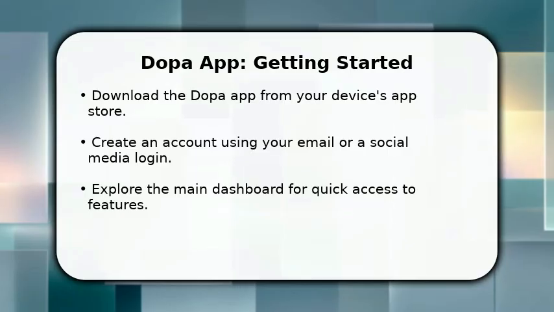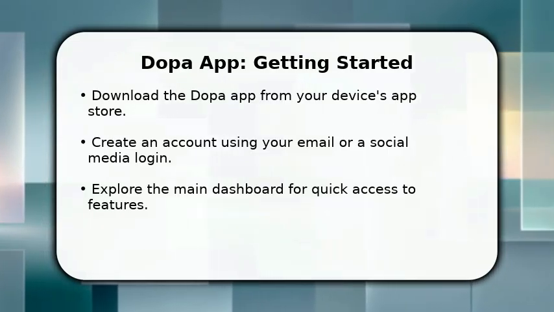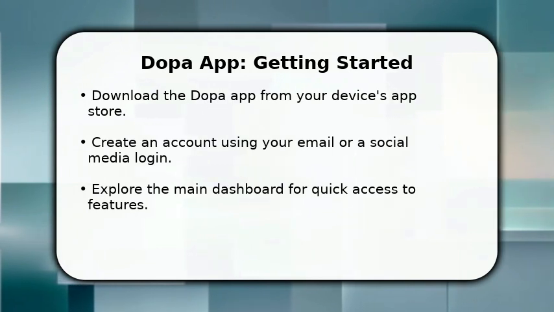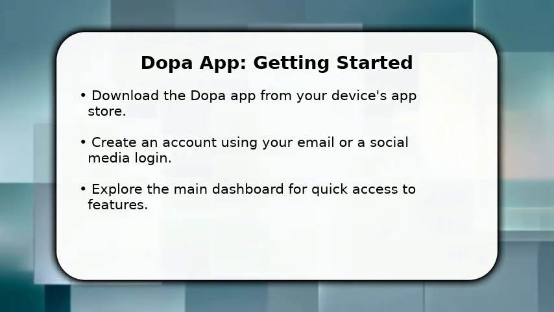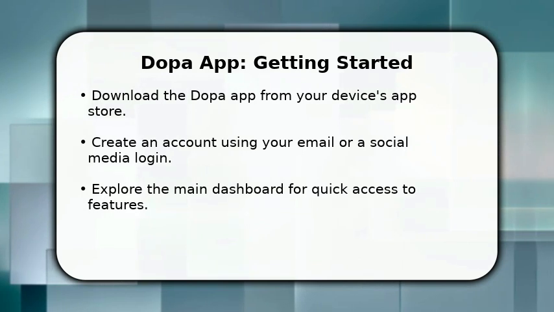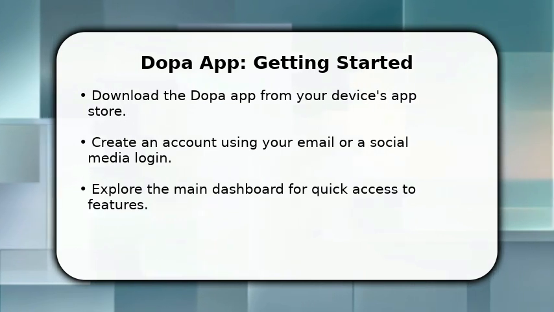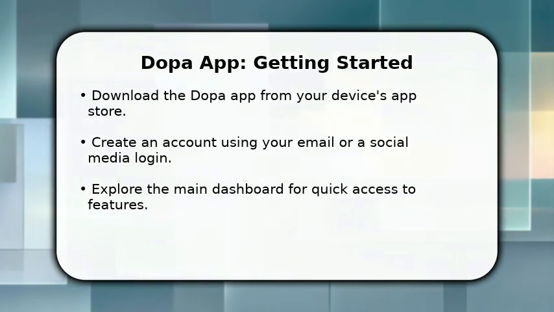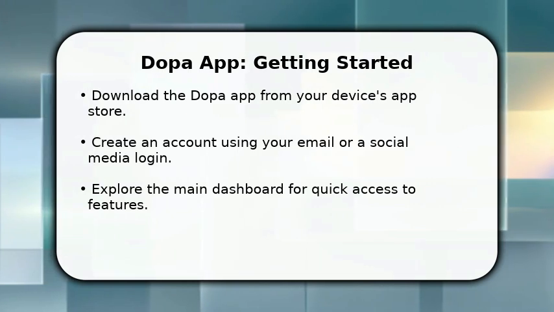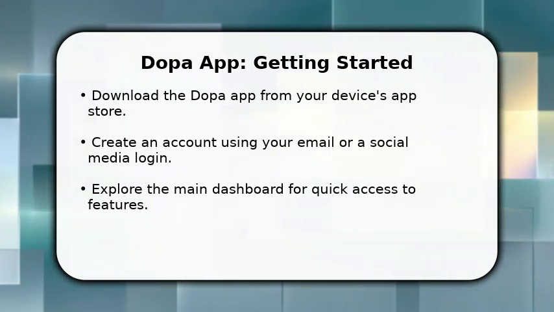Enjoy the video. In this video, I will explain how to use the Dopa app. First, download the Dopa app from your preferred app store, whether it's for iOS or Android. Once installed, open the app and create your new account. You can typically sign up using your email address or by linking a social media account for quick access.